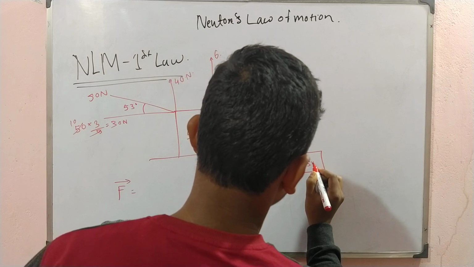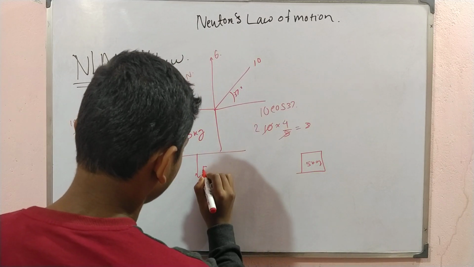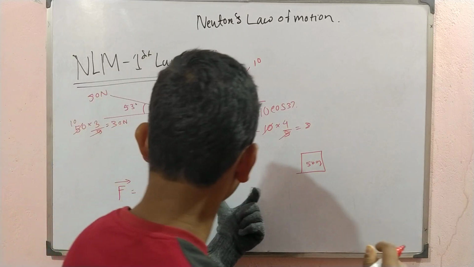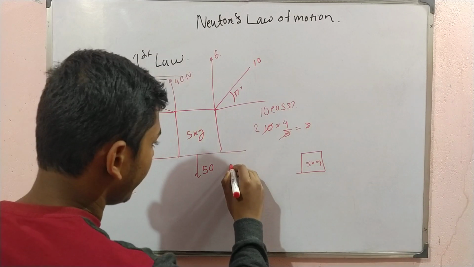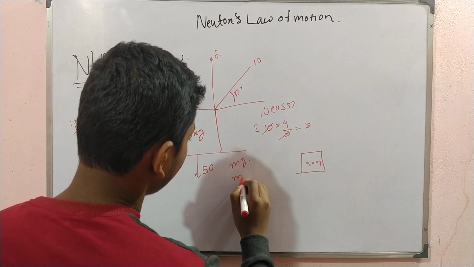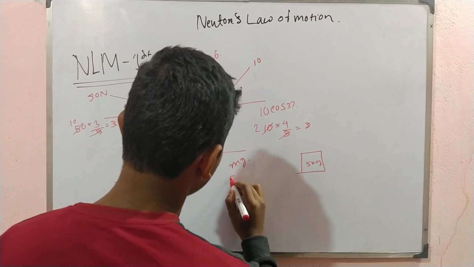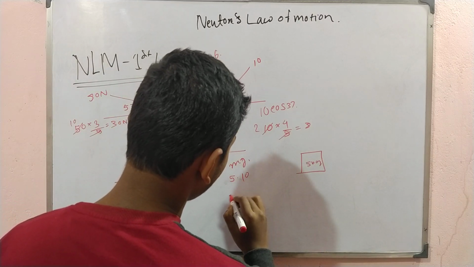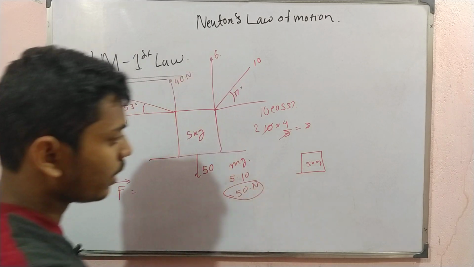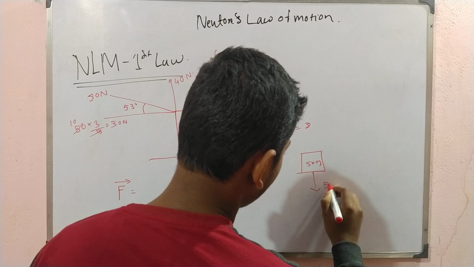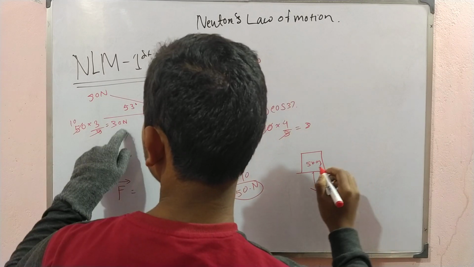the FBD of the block, 5 kg. There is 50 Newton because of its weight. We can write it as mg. What is the value of m? The mass is given as 5 kg, into g, 10. We can write it as 50 Newton.